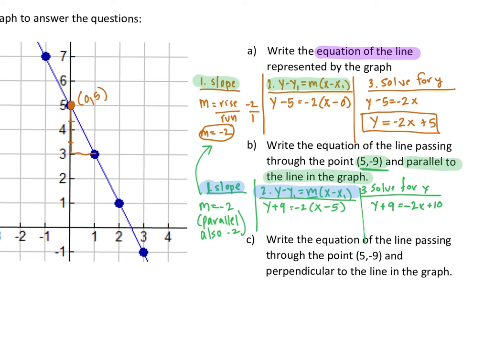And then let's subtract the 1. -2x plus 1. So there we go. That's the equation of our line that is parallel to our line.